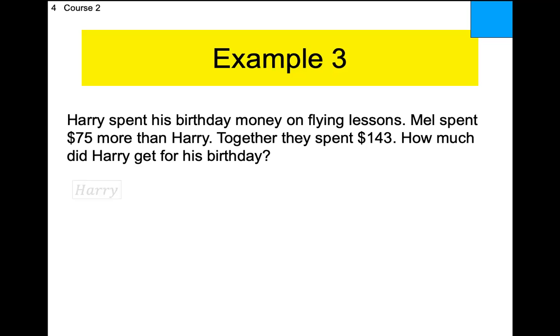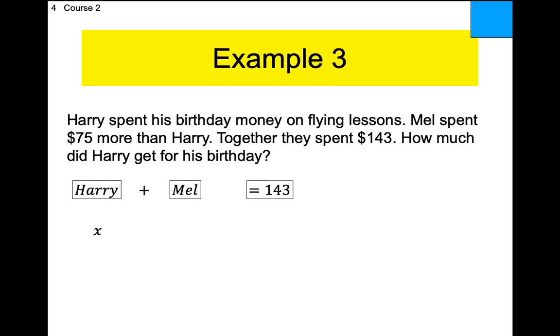Okay, so I'm going to draw a picture. So we got Harry. He gets some money. Who else do we have here? We got Mel. And together they spend, right? So together, that means added together, right? They spend 143 bucks. But I don't know how much money Harry got for his birthday. So I put X, right? Question mark, right?